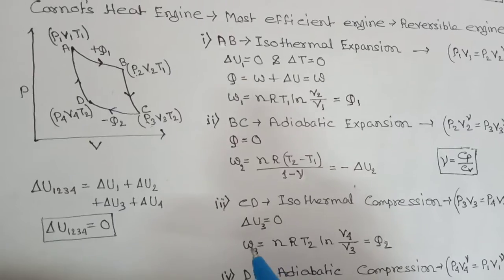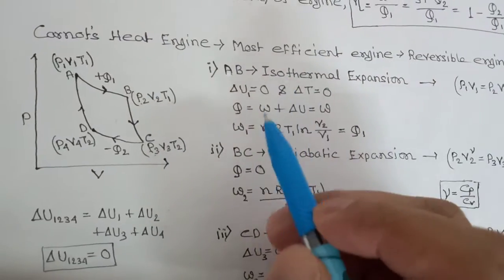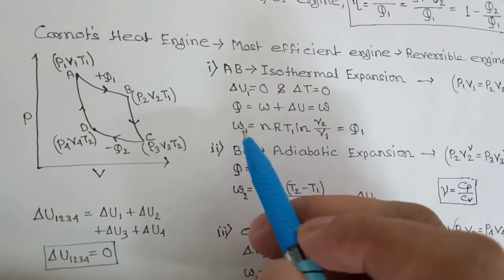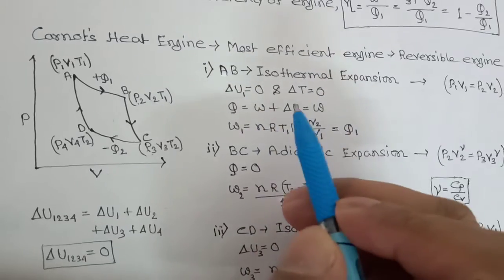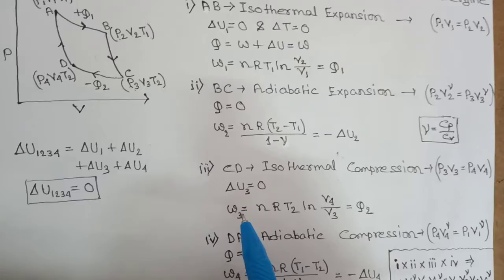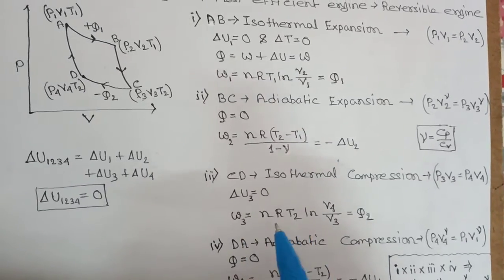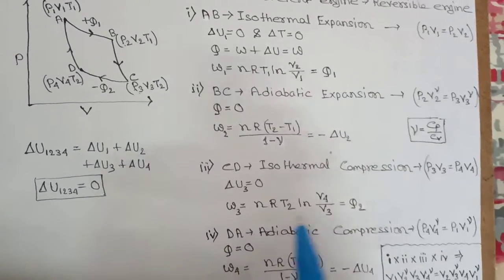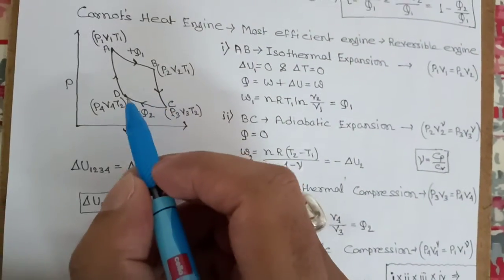So W is equal to Q here, because in an isothermal process W is always equal to Q, since delta U is 0. So the work done in process 3 will be equal to nR T2 ln V4 by V3. And the last process is D to A.